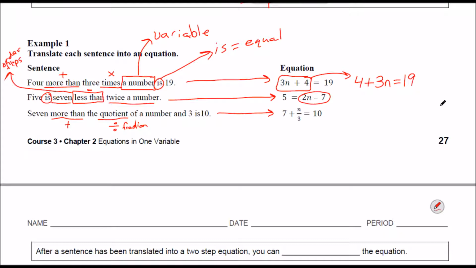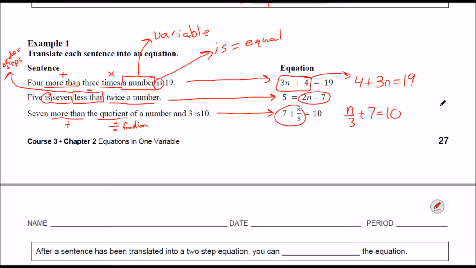And again, it is worth noting that because we have that addition, we could put the fraction first, n divided by 3 plus 7 equals 10, and it gives us the same answer. Okay? So anytime we're using that addition, the order of the 2 numbers doesn't matter. But if we have a subtraction problem, the order of the 2 numbers matters, and that's something that, like I said earlier, trips up a lot of students.